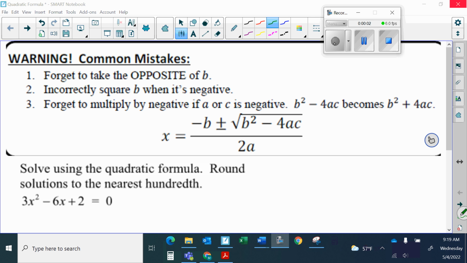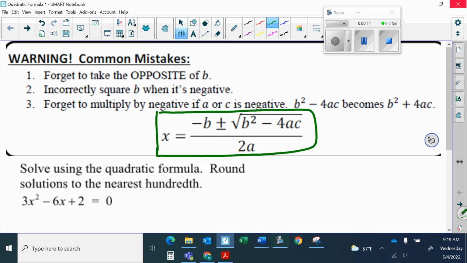Okay, students, today we're going to do the quadratic formula. So here is the quadratic formula right here. You need to get this memorized. X equals negative b plus or minus the square root of b squared minus 4ac all over 2a.